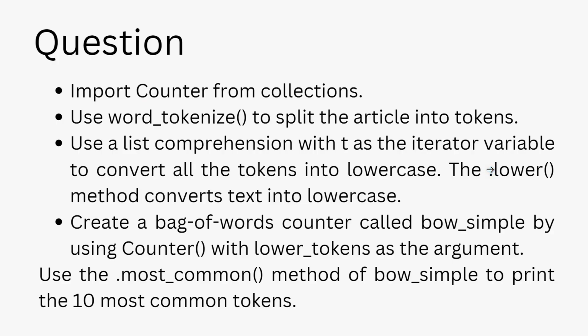So here is a question. Import Counter from collections. Use word_tokenize to split the article into tokens. Use a list comprehension with t as an iterator variable to convert all the tokens into lowercase. The lower method converts text into lowercase. Create a bag of words counter called bow_simple by simply using Counter with lower_tokens as the argument. Use the most_common method of bow_simple to print the 10 most common tokens. So this is the question. You can pause the video and try the question on your own.